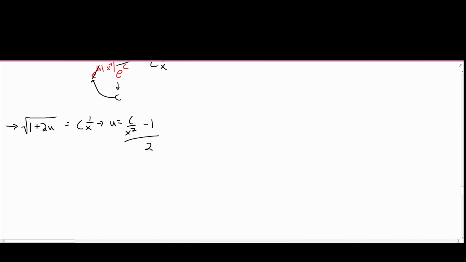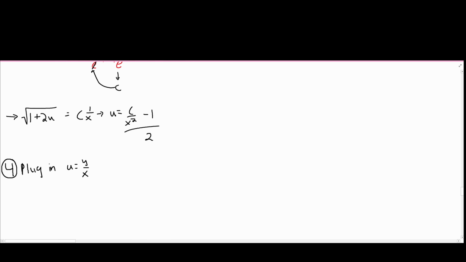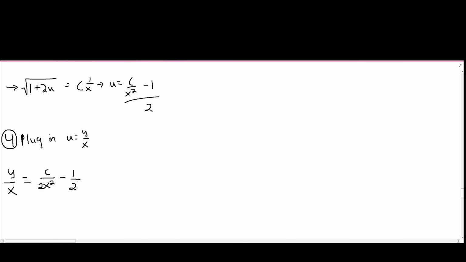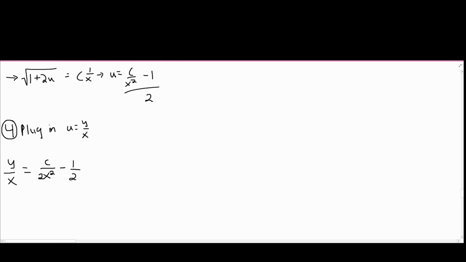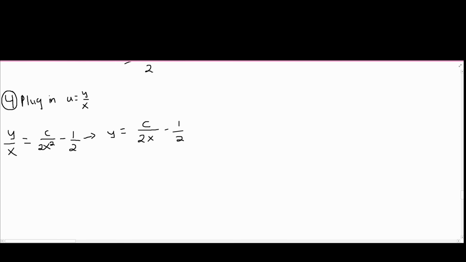Now for step 4, we need to plug back in our y. So we need to plug in u is equal to y over x. Doing this and writing the right hand side more cleanly, we get y over x is equal to c over 2x squared minus 1/2. If we multiply both sides by x, we will get our answer. This is almost our answer. I made a mistake right here. Instead of writing 1/2, since this x is being multiplied over everything, it's actually a negative x over 2. And that is our answer.